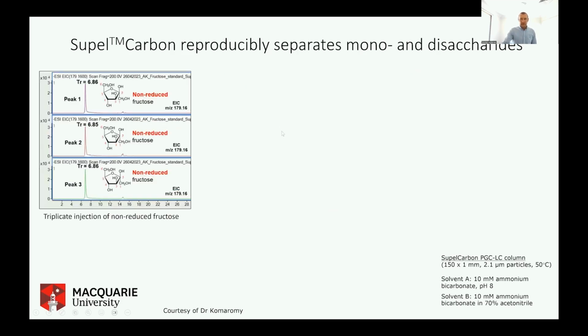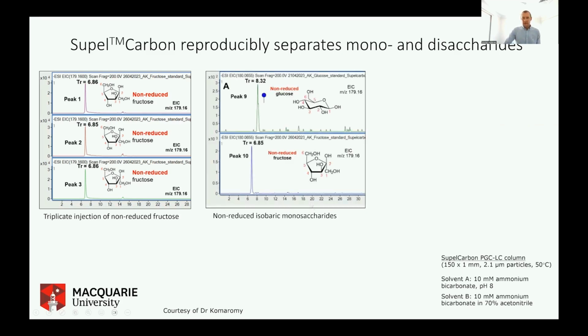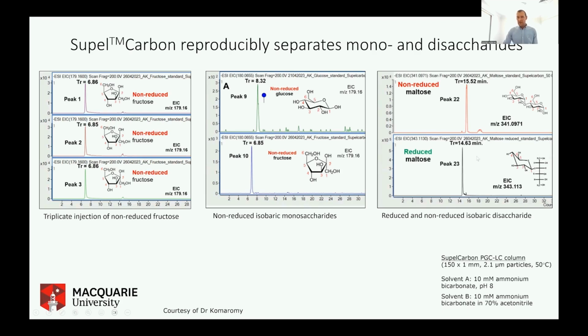We saw that the new phases, PGC phases, were reproducible in terms of their retention of the monosaccharides. Here we have a triplicate injection of non-reduced fructose showing near identical retention times for these three injections. We also saw, focusing on non-reduced monosaccharides glucose and fructose, really good separation between these two isomeric monosaccharides, and also this clear separation of a reduced and a non-reduced maltose.